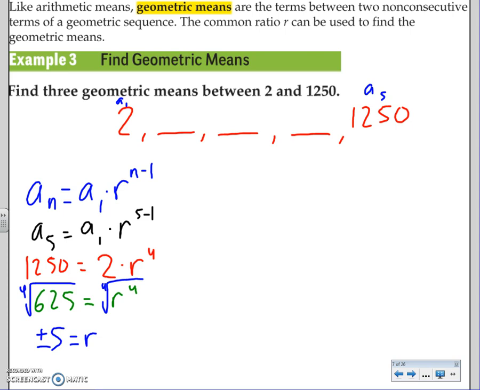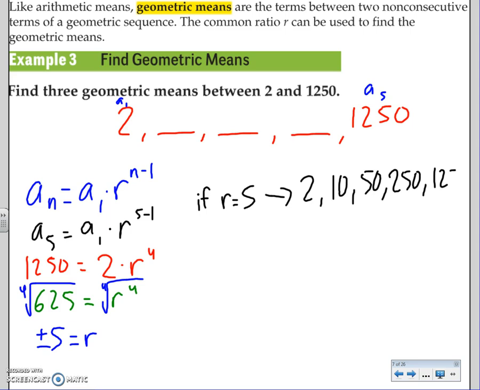And I get 5, but since it's an even root, I have plus or minus 5 as r. Alright, once you have r, we can just use it. So let's see what happens. If r equals positive 5, here's my pattern. 2 times 5 is 10, times 5 is 50, times 5 is 250, times 5 is 1250. Alright, that works. Between 2 and 1250 is 10, 50, and 250.